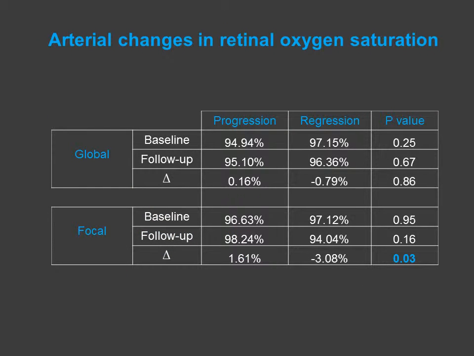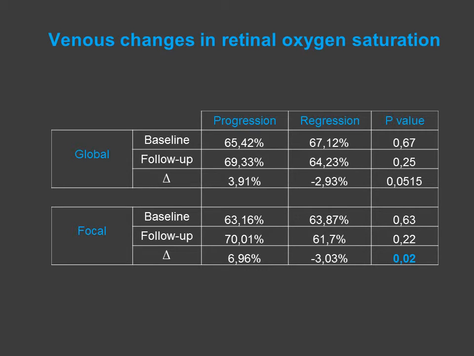Looking at the arterial changes in retinal oxygen saturation in the global measurements, I've just pointed out the 2 groups, progression group, regression group, and the mean values for baseline and follow-up, and then a delta value, just the difference from baseline subtracted from follow-up, and the mean of that. So we can see in the global measurements, we can't see any difference between the two groups. But in the focal measurements, we have a statistically significant value here. So it was able to detect a difference.